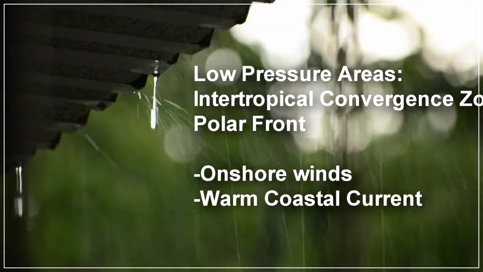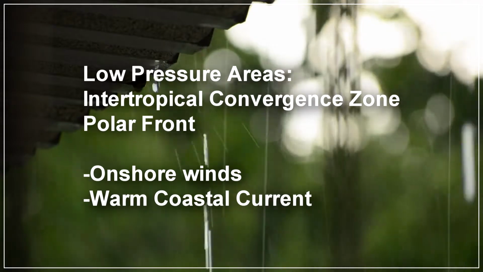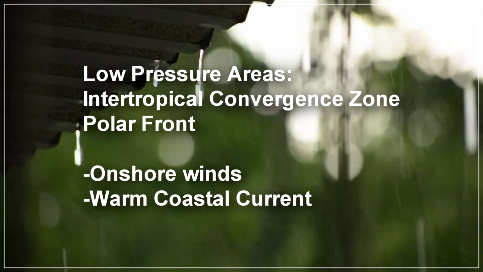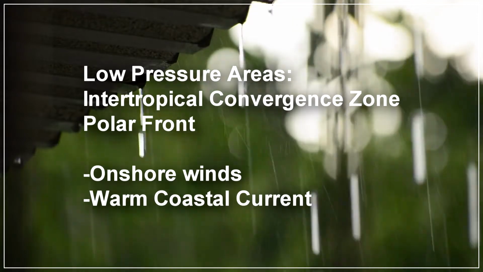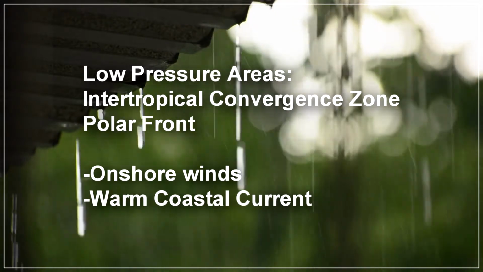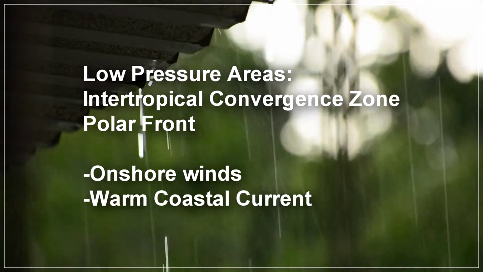Let's start off with some context. Let's talk precipitation. Most rainfall will occur under low pressure areas, mainly in the intertropical convergence zone and the polar front, places affected by onshore winds, and regions subject to a warm coastal current.